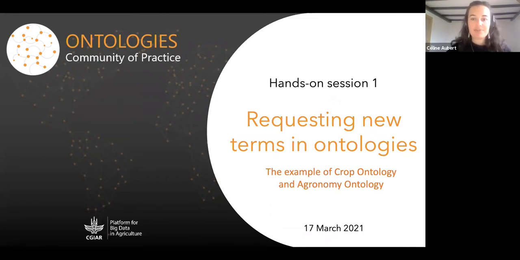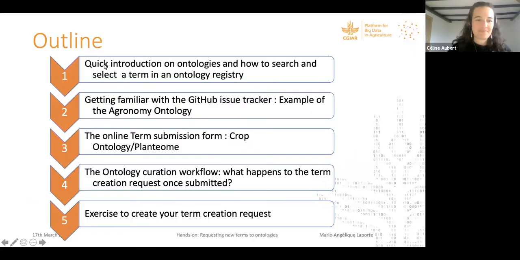Marie-Angélique Laporte, associate scientist at the Alliance Biodiversity Seattle, will teach us how to search and request new terms in ontologies using the example of the Crop Ontology and the Agronomy Ontology. Over to you, Marie. Yeah, thank you, Céline.